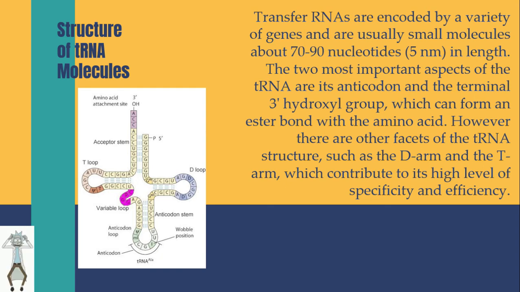So this is the structure of tRNA molecules. tRNAs are encoded by a variety of genes and are usually small molecules, about 70 to 90 nucleotides or 5 nanometers in length. The two most important aspects of the tRNA are its anticodon and the terminal 3' hydroxyl group, which can form an ester bond with the amino acid. However, there are other facets of the tRNA structure, such as the D-arm and the T-arm, which contribute to its high level of specificity and efficiency.